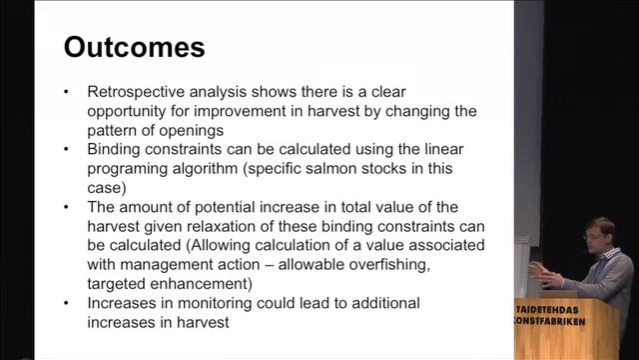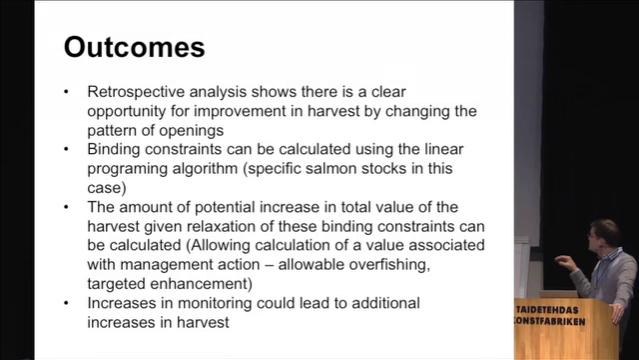If there's one stock that's always binding, it's always limiting your harvest of the aggregate system, you can say, well, if we can improve the productivity of this stock, through a spawning channel or some other program, it would be worth this much money to us. So is it worth investing?